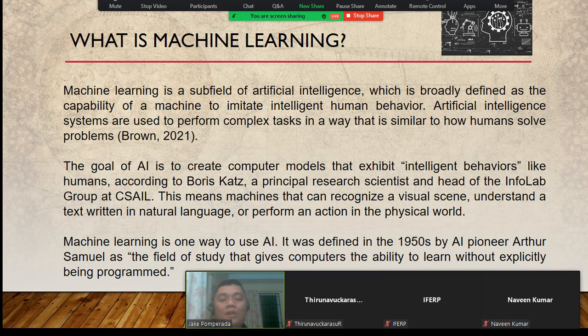Machine learning is one way to use AI, or artificial intelligence. It was defined in the 1950s by artificial intelligence pioneer Arthur Samuel as the field of study that gives computers the ability to learn without explicitly being programmed.